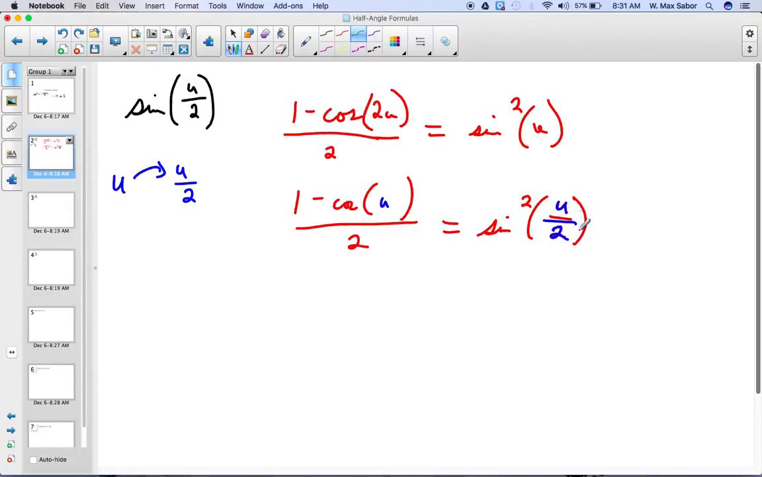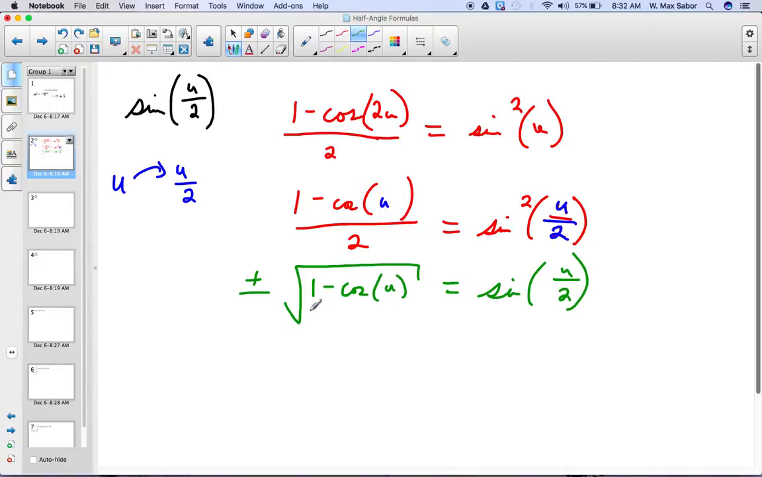Now, I'm going to solve for this. Well, how do I do that? I'm going to take the square root of both sides. And when I take the square root of both sides, I should take plus or minus the square root of both sides. Now, it's worth pointing out that sine of u over 2 is not going to be both positive and negative. It will depend on what quadrant this is in.